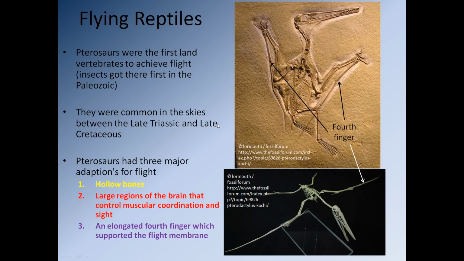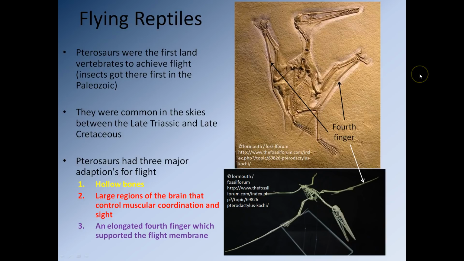So the pterosaurs, that's a silent P, were the first land vertebrates to achieve flight. Obviously, they weren't the first animals to achieve flight. The insects had gotten there in the Paleozoic. So they were common in the skies between the late Triassic and the late Cretaceous. So they were a real success story of the Mesozoic. They made it nearly all the way through.